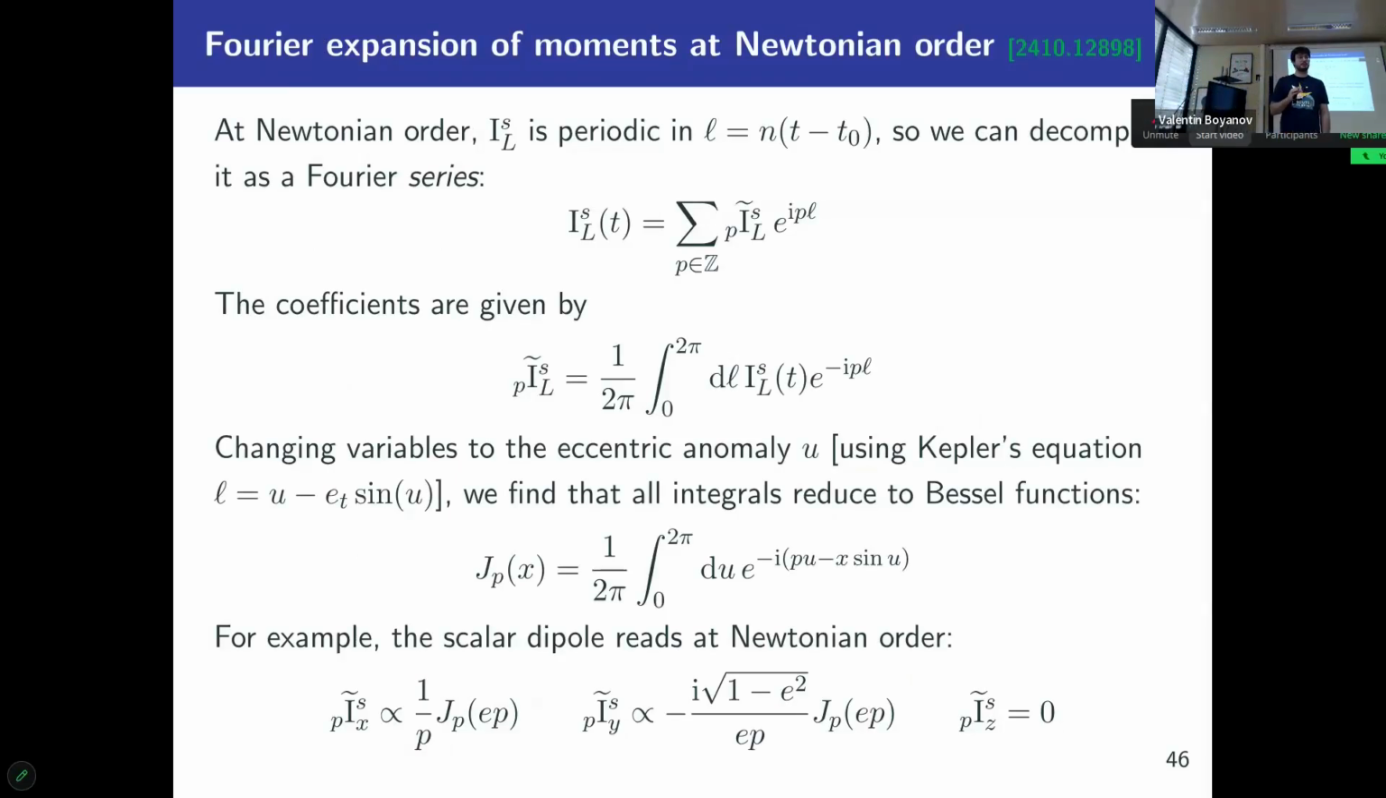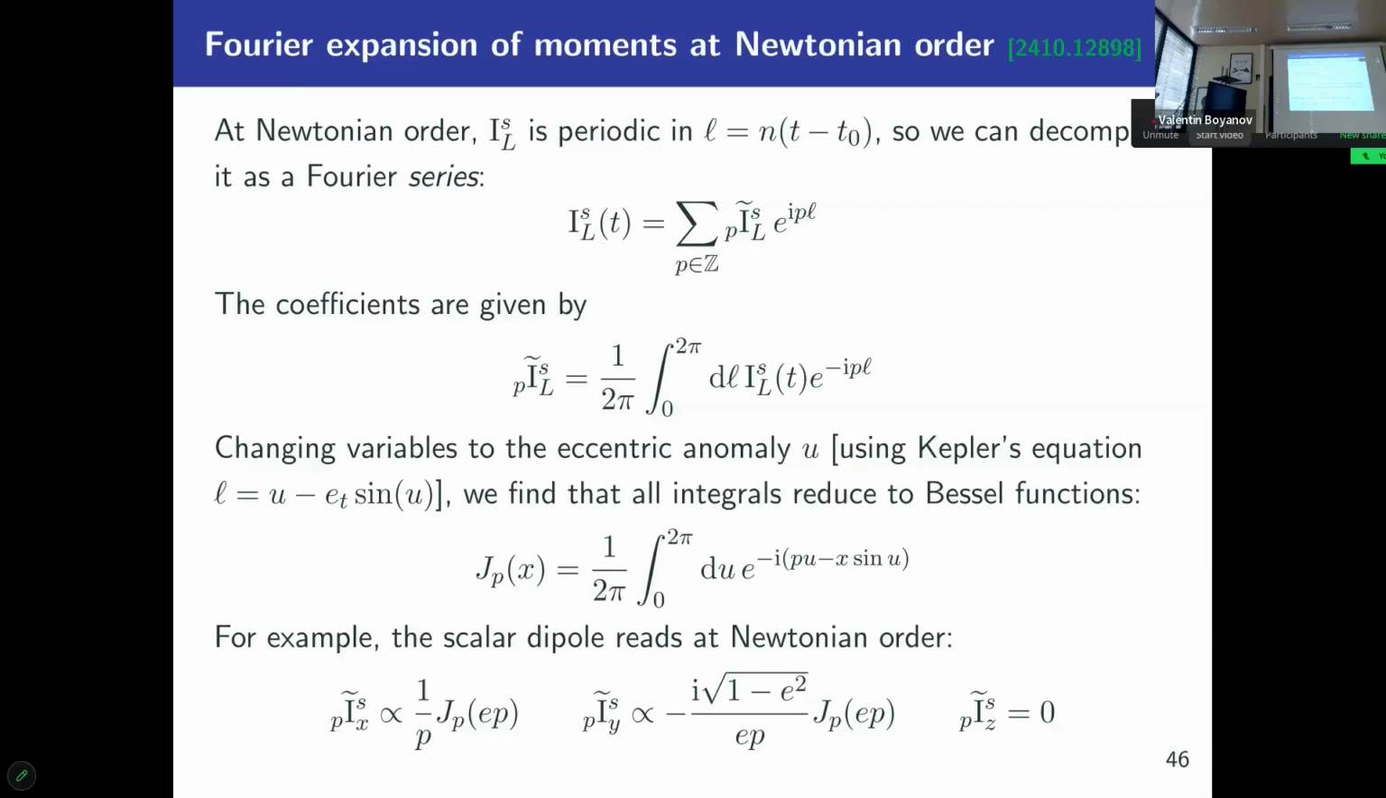Basically the bread and butter to do this is to perform the expansion of the multipolar moments as a Fourier series. If you take a multipolar moment at Newtonian lowest order, it's perfectly periodic, right? There's only one period. And so you can decompose it as a Fourier series in time, where your Fourier coefficients are given as usual.